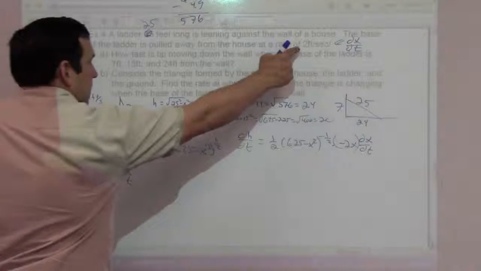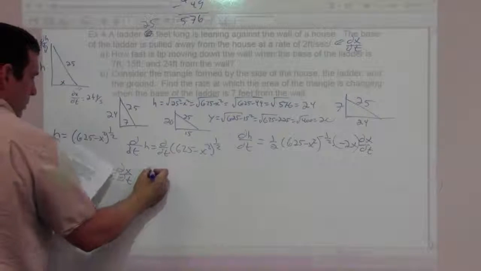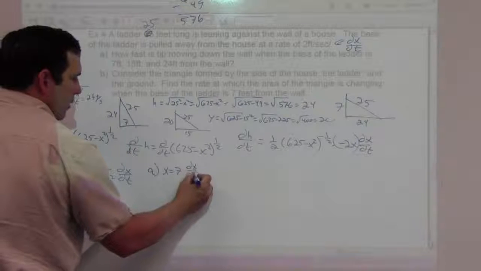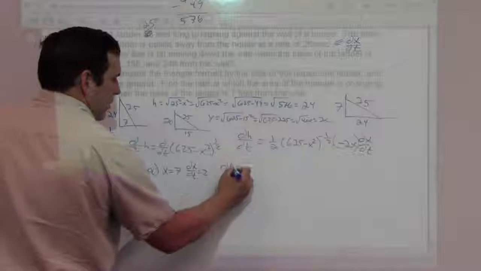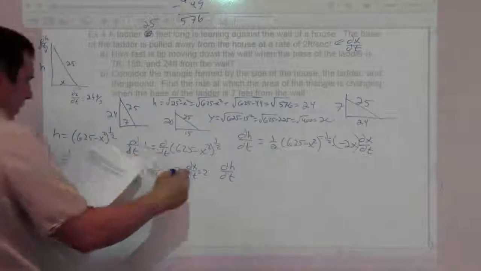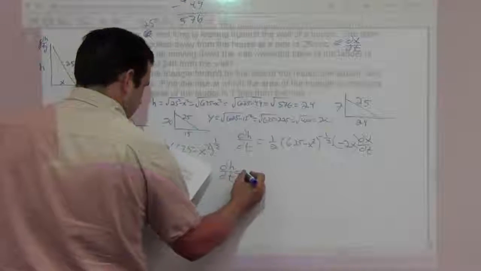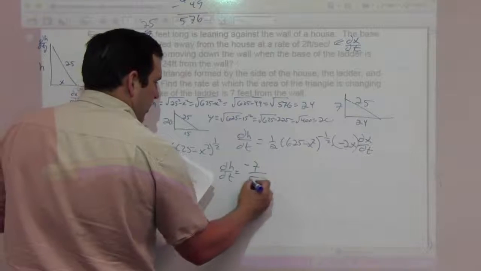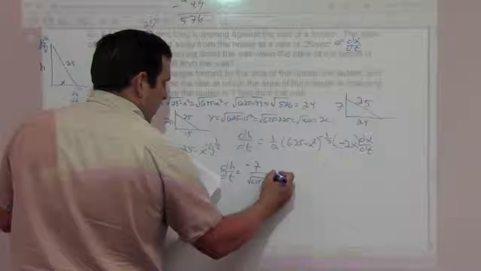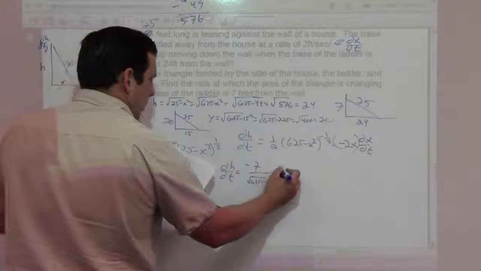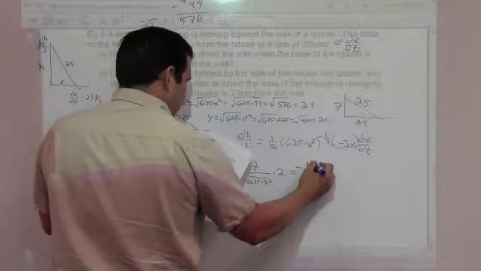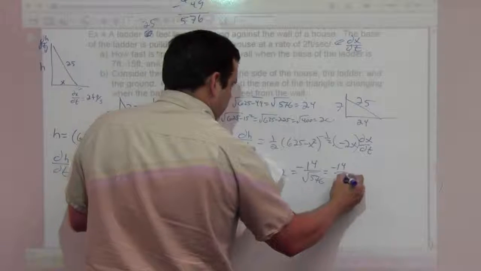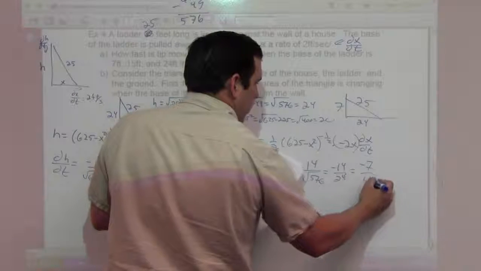And we know that dx dt is 2. So in our first case, x equals 7. So our dh dt, the height, is changing at a rate of negative 7 over the square root of 625 minus 7 squared times 2. This is negative 14 over the square root of 576, which is negative 14 over 24, which is negative 7 over 12 feet per second.